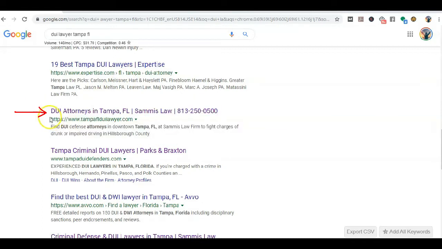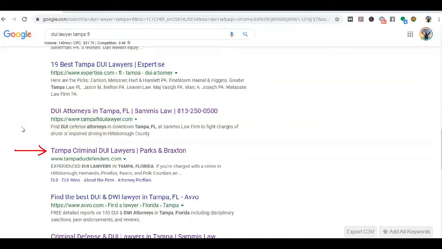What do you see? He's got the first number 1 on-page factor. He's got the keyword in the domain. He's got tampaflduilawyer.com, which is DUI lawyer Tampa in a different variation, obviously in his root domain name, and that's one of the reasons he's able to rank higher. Of course, there's a lot of other things going into it, like backlinks, but when it comes to on-page optimization, this is helping him tremendously.